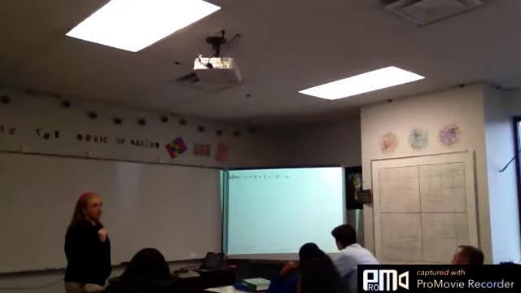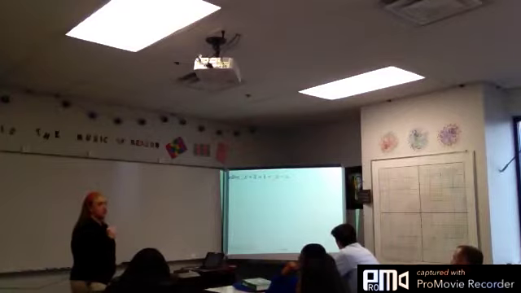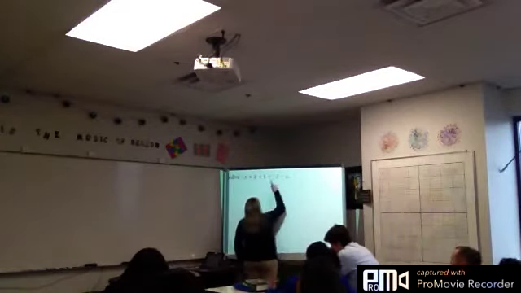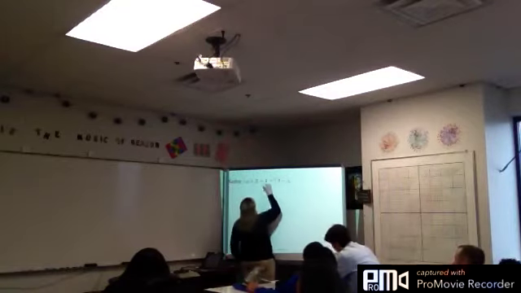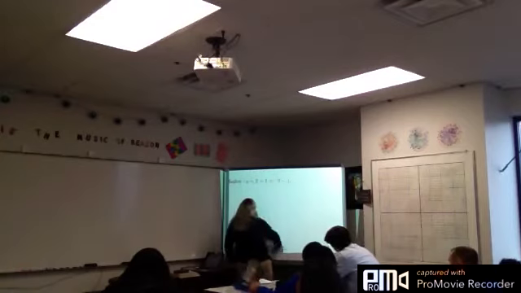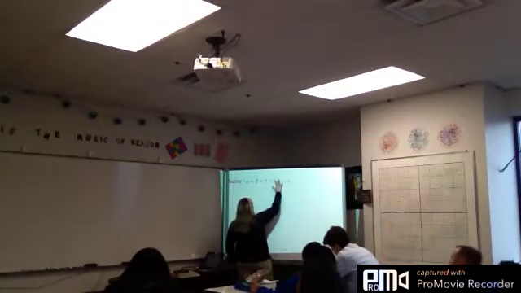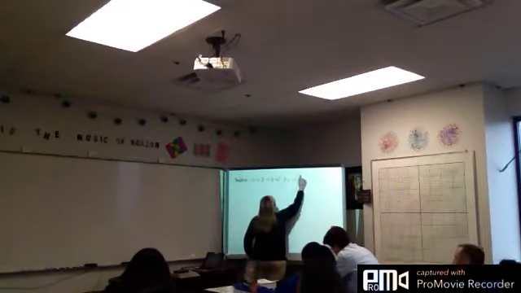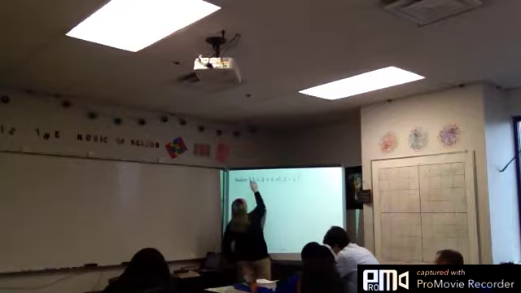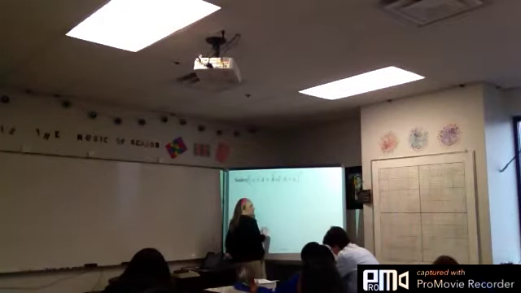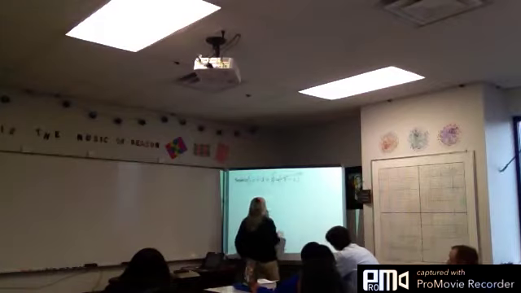What would I start with? I would square both sides, right? Okay, now here's what happens when I do that. If I square this side right here, then that's going to cancel, yes? But what happens when I square this side? It stays.